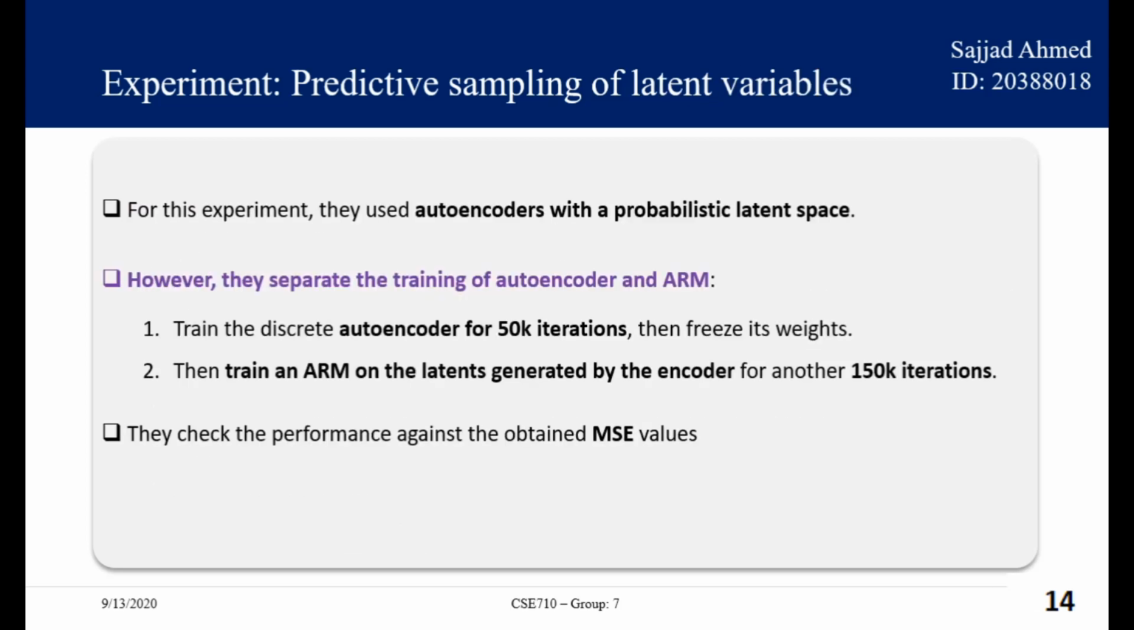The second approach was the predictive sampling of latent variables. Here, they used autoencoders with a probabilistic latent space. However, they separate the training of the autoencoders and the ARM. First, they train the autoencoder for 50k iterations and freeze the weights. Then they use the weights to train the ARM for another 150k iterations. Finally, they check the performance against the obtained MAC values.